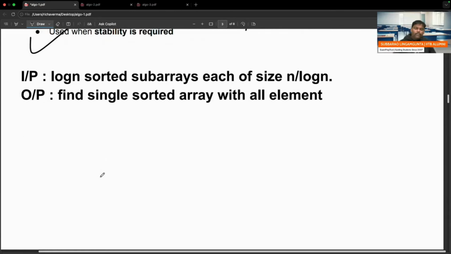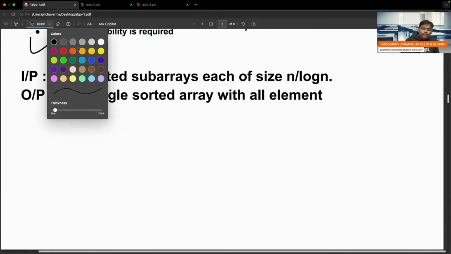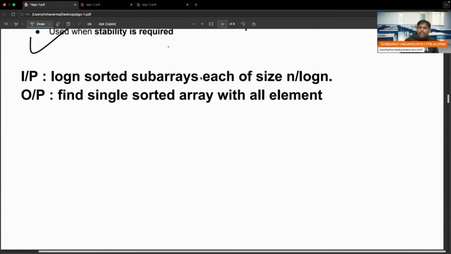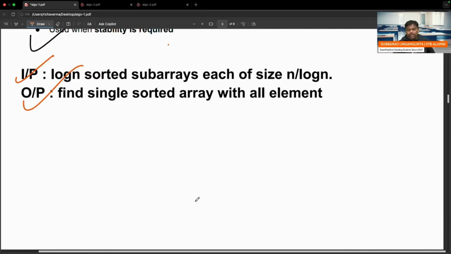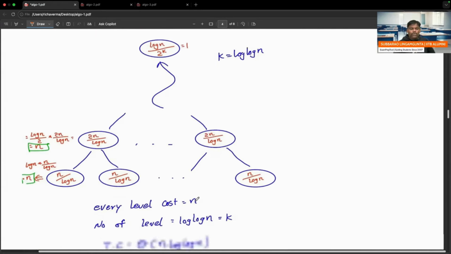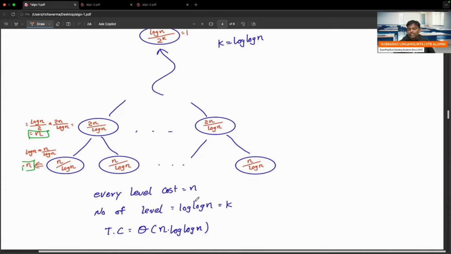Next one. Can you see some problems on this? Log n sorted subarrays, each of size n by log n. Find a single sorted array with all elements. This problem we already discussed in the classroom, I will show it to you also. Log n sorted subarrays, each of size n by log n, and you want a single sorted array. If you add two of them, it is 2n by log n.